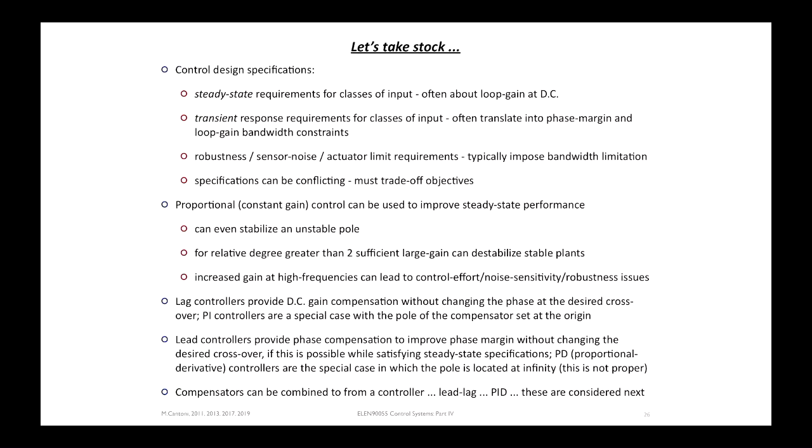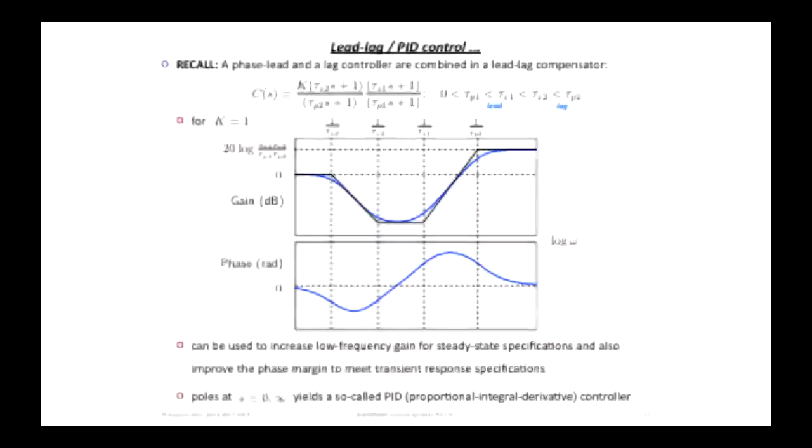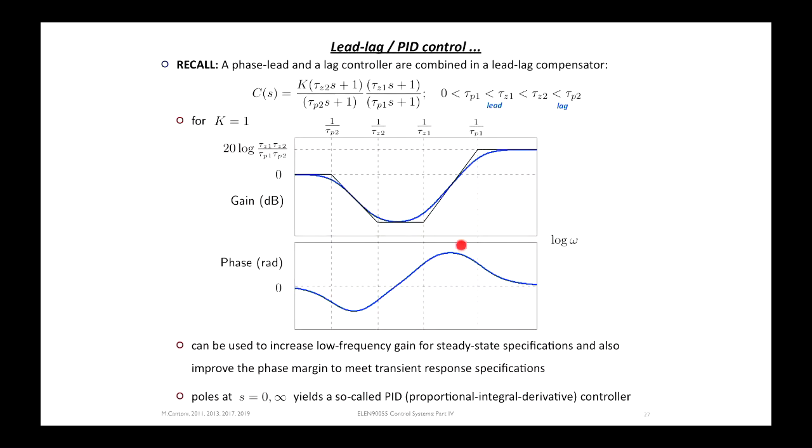Okay, so far we've really just focused on steady state performance requirements and transient performance requirements in situations where you could achieve what you wanted with just one type of compensator, but maybe you can't always do that. It really depends on the situation that you're dealing with. And so it's perfectly reasonable to combine these things, right?